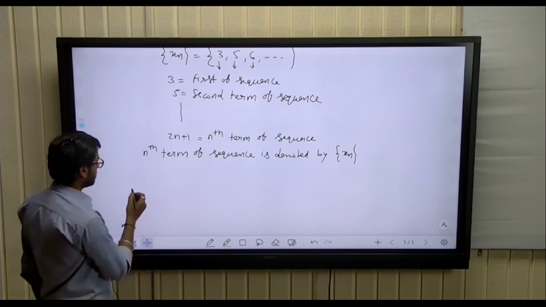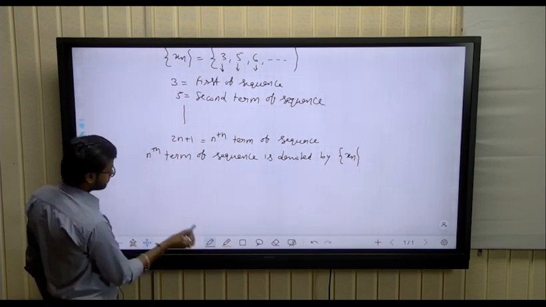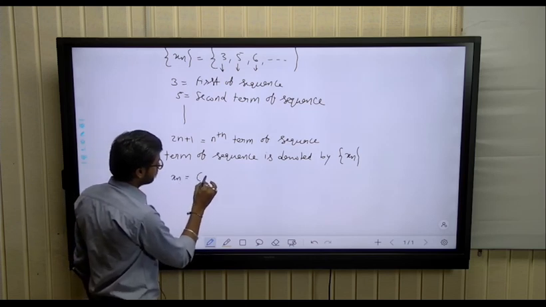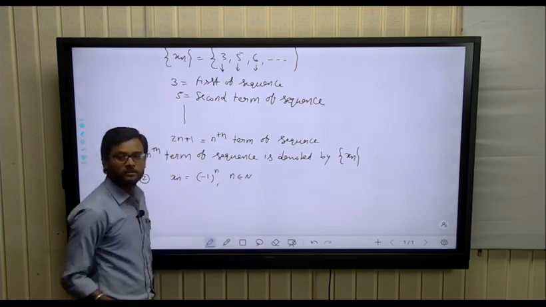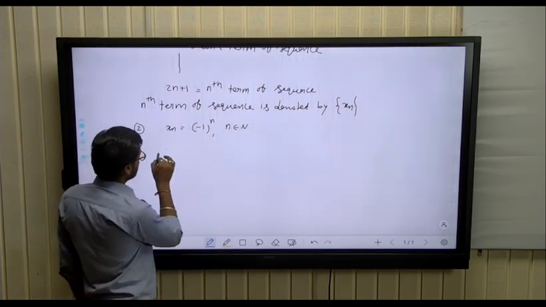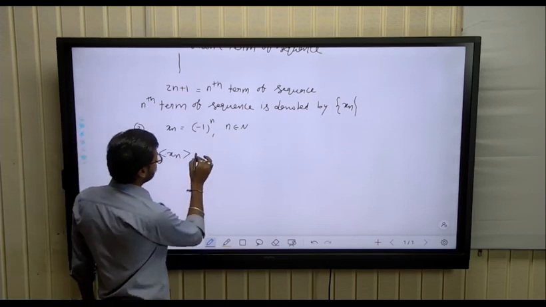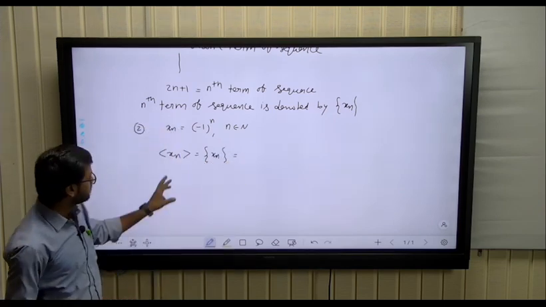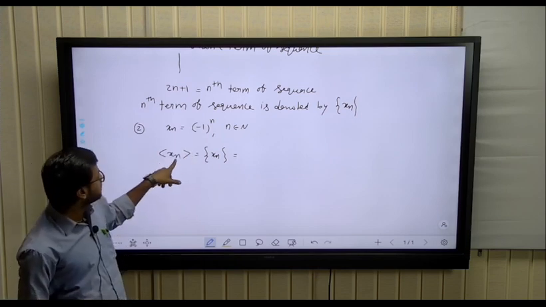We take another example, the last example. Suppose that xn is equal to (-1) to the power n and n belongs to N. Now we write the terms of the sequence. The sequence is denoted by this, and many students denote it like this. These both are similar. So here we denote the terms of a sequence.